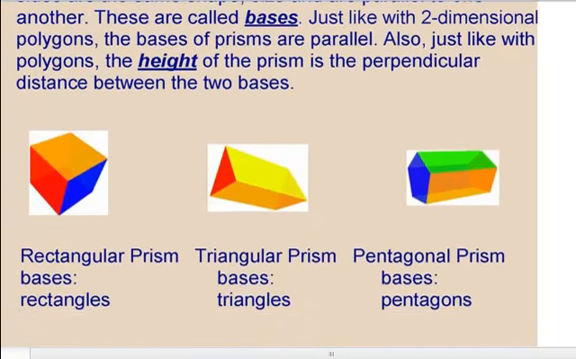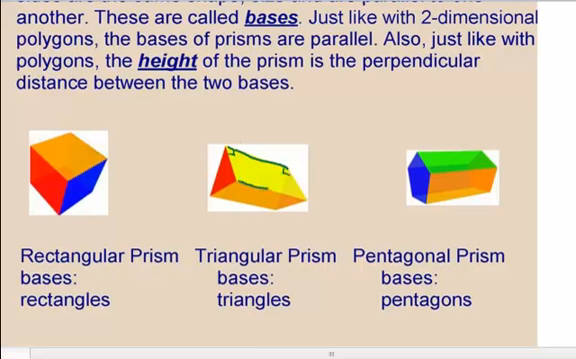So if we look at these three figures, we can find the height between the two bases for each of them. Let's start with the triangular prism. We know that the bases are the two triangles. The height is going to be the perpendicular distance that connects those. So the height is going to be this line. It's the line that connects the two bases. It's going to be perpendicular to both of those bases.